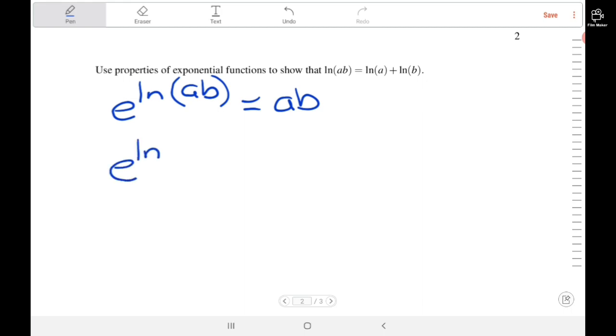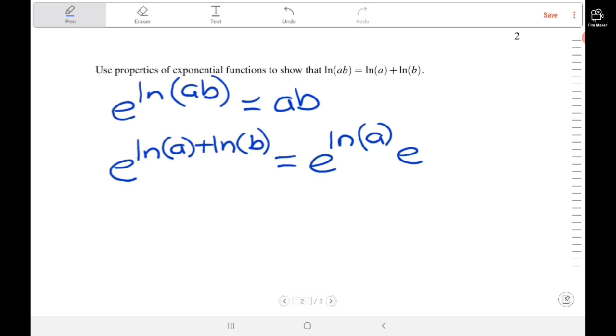e to the power of the natural log of a plus the natural log of b. But we had a property that we saw on the previous page that dealt with the exponential of a sum, and that told us that we get e to the power of the natural log of a multiplied by e to the power of the natural log of b. So this is just applying the property from the previous page. And now, once again, we know that the exponential and logarithm cancel out. So e to the power of the natural log of a is simply a, and e to the power of the natural log of b is b.